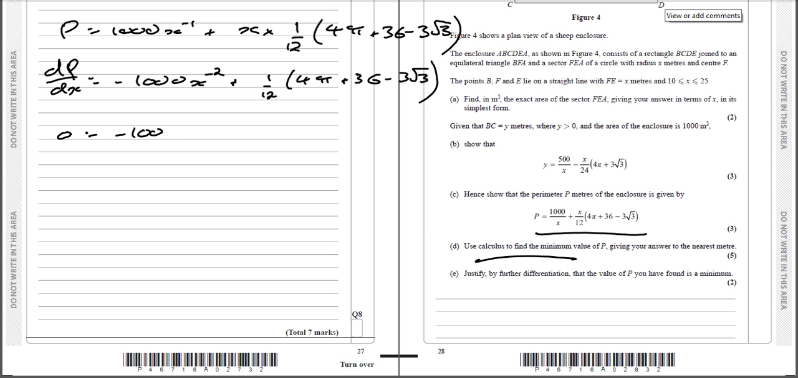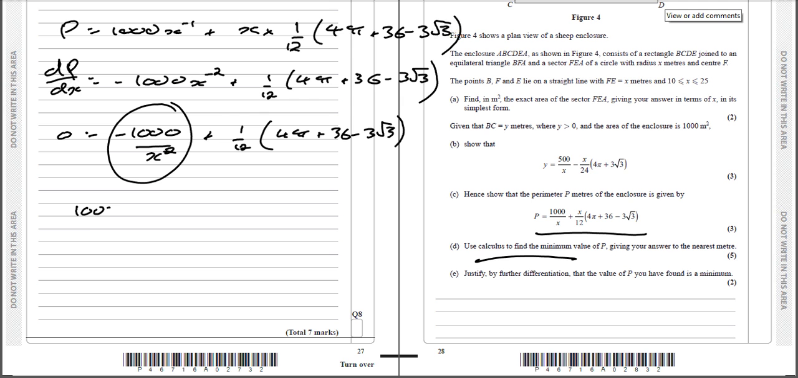Minus 1000 over x squared, because x to the minus 2 is 1 over x squared, plus 1/12 of 4 pi plus 36 minus 3 root 3. And then we've got to solve it. So we're going to bring this onto the other side. So we've got 1000 over x squared equals 1/12. Oh, it's boring to write this out over and over again. That's 4 pi plus 36 minus 3 root 3.